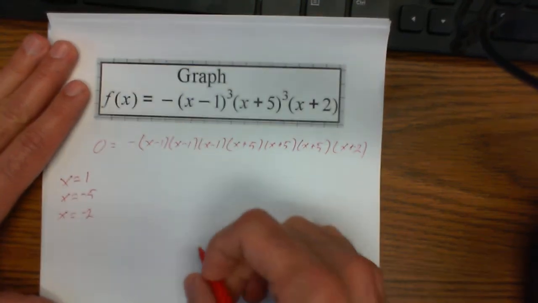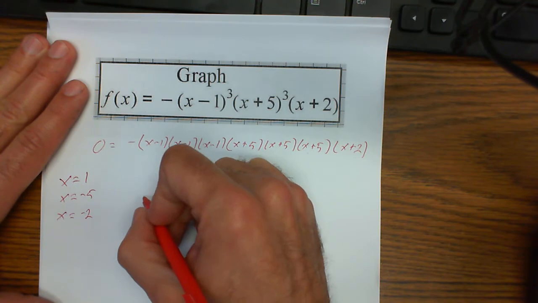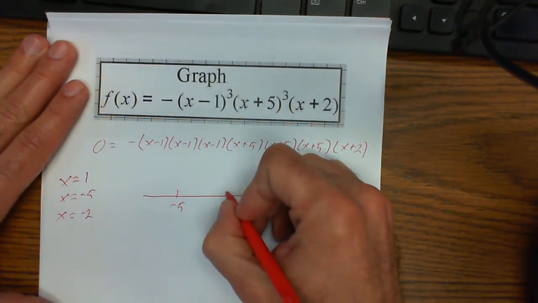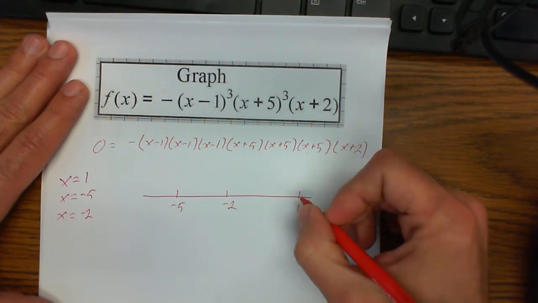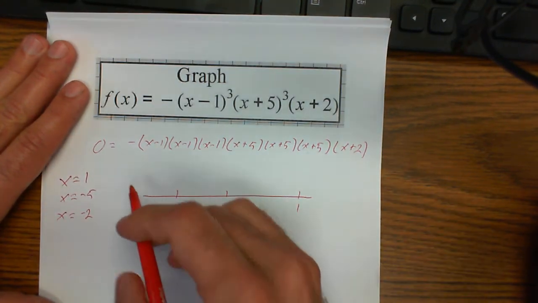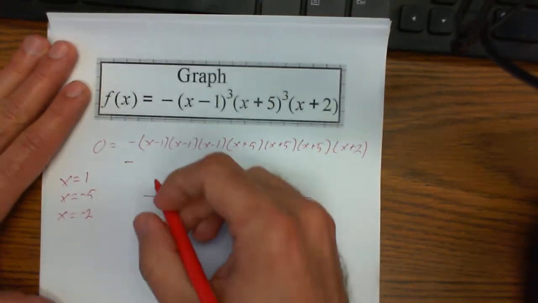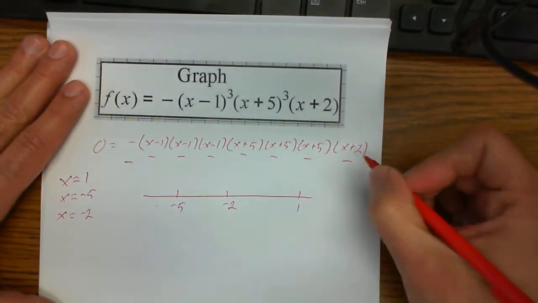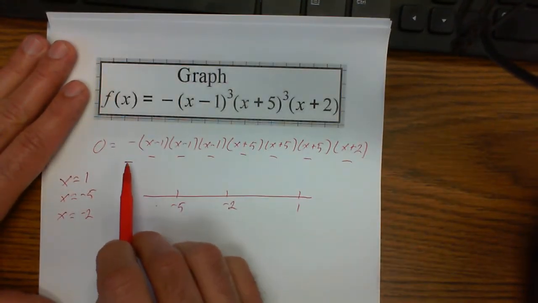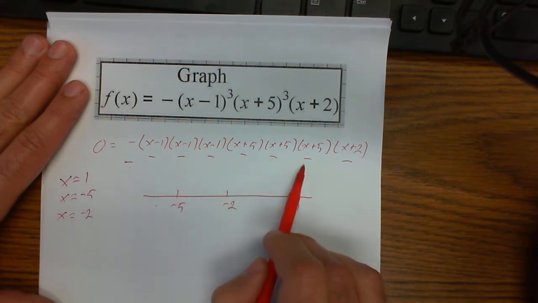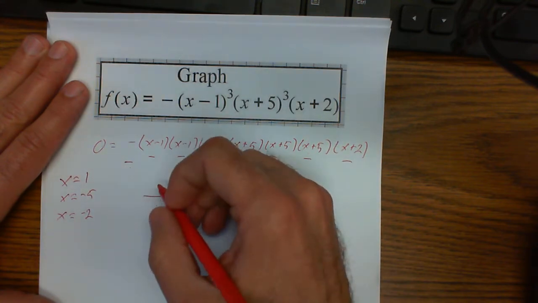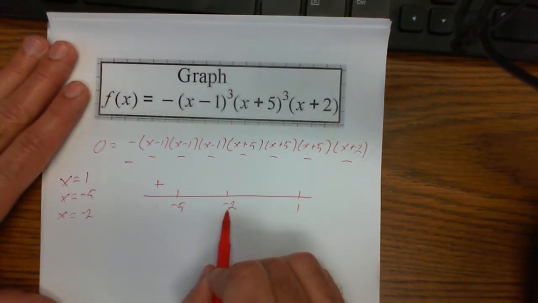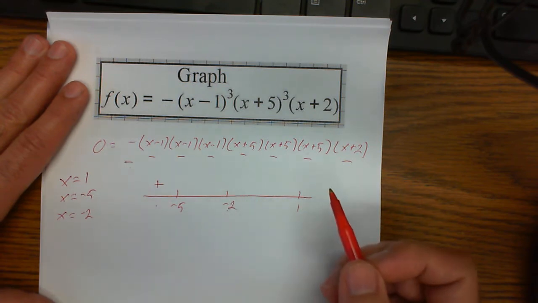Step 4, test the intervals. So I got negative 5, I got negative 2, and I have 1. Plug in negative a million. Everything's negative. How many negatives do I got? 1, 2, 3, 4, 5, 6, 7, 8. Only look at the negatives. 8 negatives is even, so that's going to be positive. Between negative 5 and negative 2, let's pick negative 3. You could do negative 4 if you want.